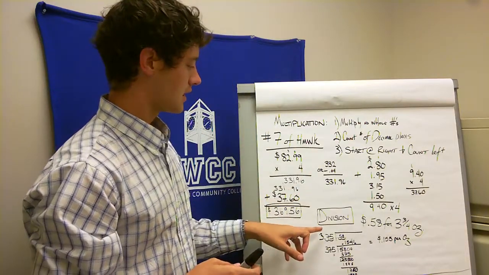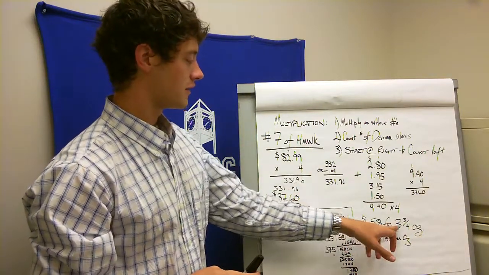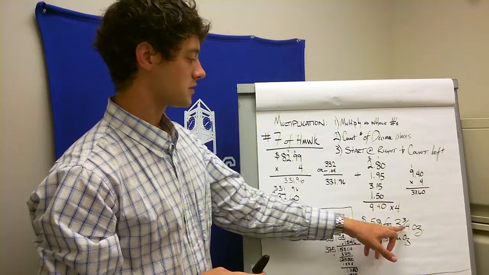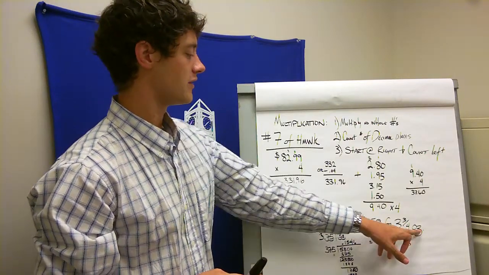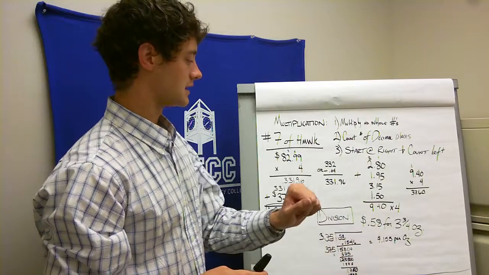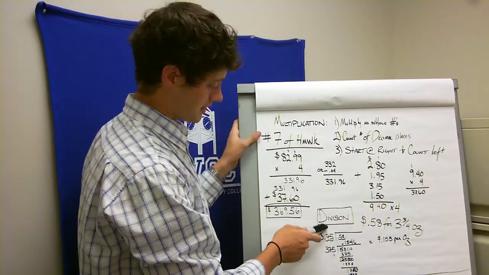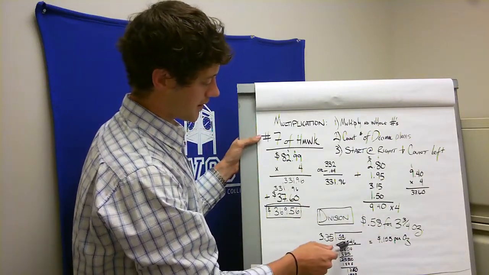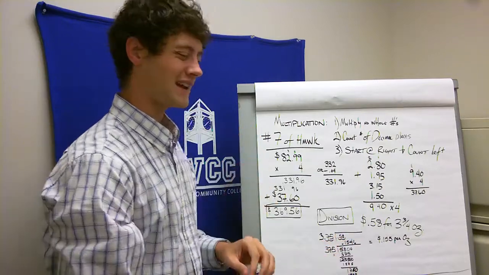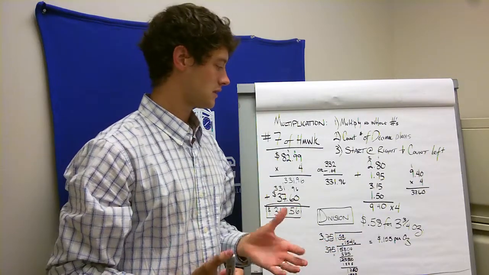Division, same thing. If you have a fraction, bring it to decimal, so that would be 3.75 ounces divided by 58 cents to figure out your per ounce. I did the division here, the long math, and you get about 15.5 cents an ounce.